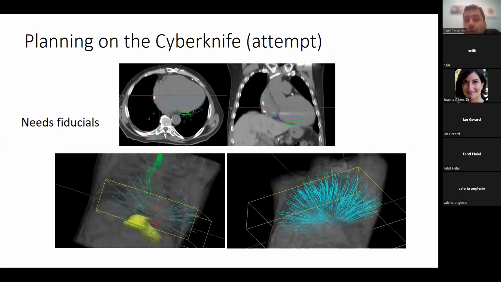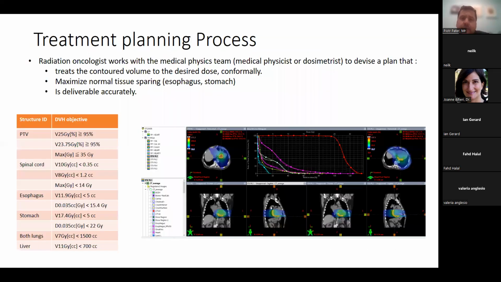The second problem was that the imaging on the Cyberknife is a little bit weaker, in the sense that we would need to have markers implanted surgically close to the target that we want to treat in order to be sure that we're treating the right position. Next slide. For this reason, we decided to opt for the easier treatment with the conventional linacs.